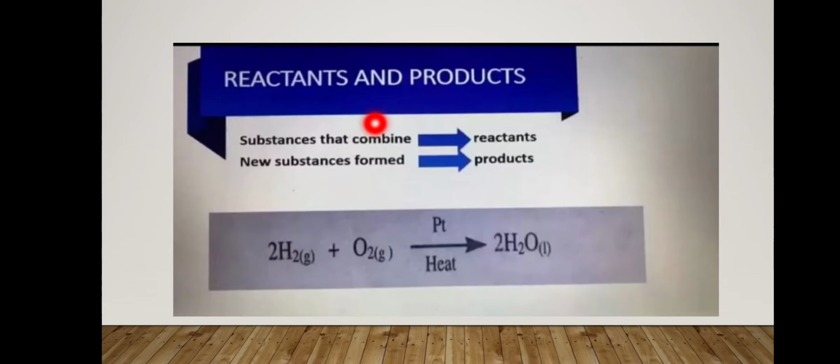Reactants and products. Substances that combine are called reactants. New substances that are formed after combination are called the product. For example, hydrogen gas plus oxygen gas react together to form a water molecule. It means hydrogen and oxygen are reactants, and after combination they form a new product, in the presence of a catalyst and atmospheric effects: temperature, pressure, heat.